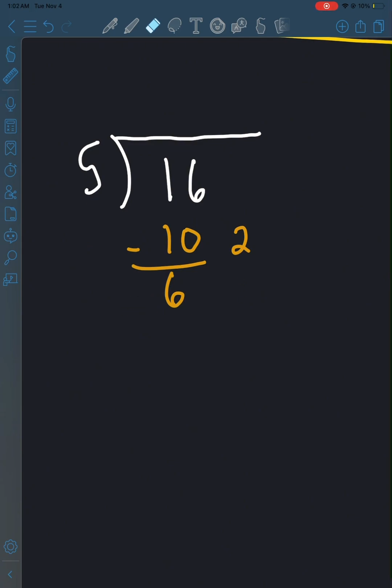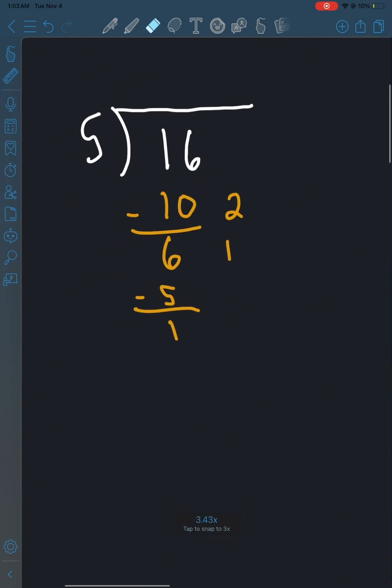So it's going to be 1 times 5. And that equals 5. So we're going to subtract that from our 6, and that leaves us 1. Now, can we put 5 into 1? No, we can't. 1 is less than 5. So this is where the rule of partial quotients comes into play. So we have a 2 and a 1. Those are how many times we used 5 to get up to our 16.